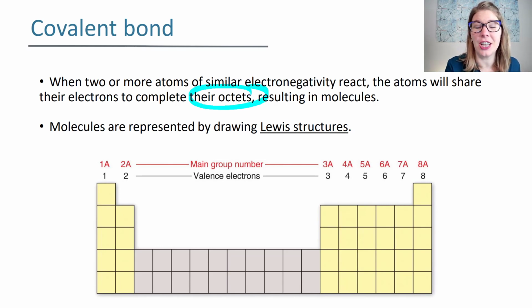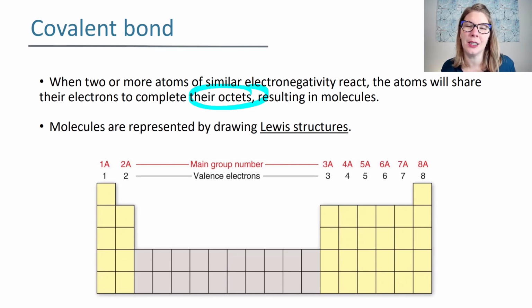A lot of times that shell is called an octet because in organic chemistry, we're usually talking about carbon, nitrogen, oxygen, and fluorine, which all follow the octet rule. Whereas you learned in general chemistry, there were plenty of atoms that didn't follow the octet rule, and it felt more like a guideline. So when we draw our Lewis structures, we're drawing a representation of that molecule and which atoms are attached to which.